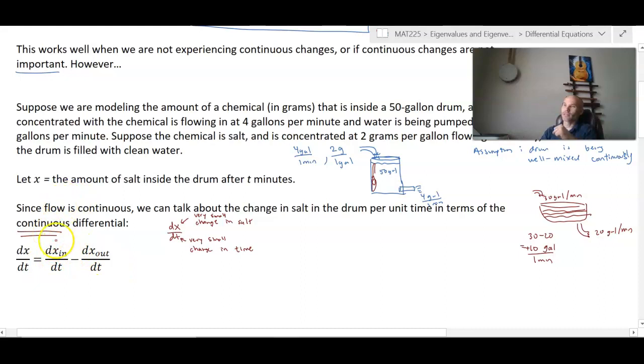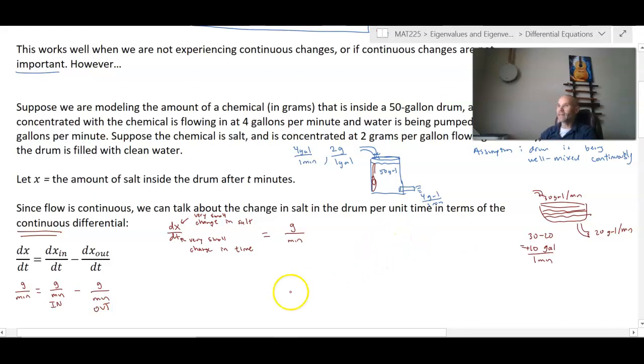Here we're just talking about salt, and our units of dx dt, this is going to be the change in x, you can read this as the change in x. The change in x would be the change in salt, which is the change in grams of salt, divided by a change in time. Well, that's measured in minutes. So our model will be the net rate of grams per minute, which will be the grams per minute coming in minus the number of grams per minute coming out.